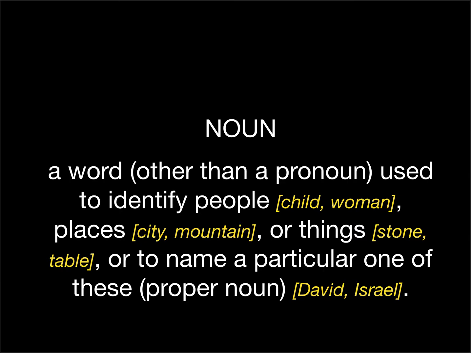For example, David is a specific person. Israel is a specific location, a specific place. And these would be called proper nouns.